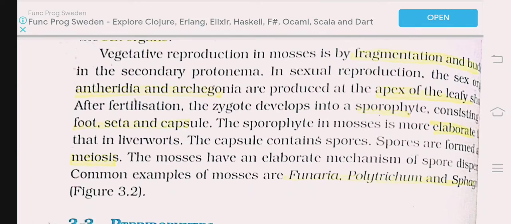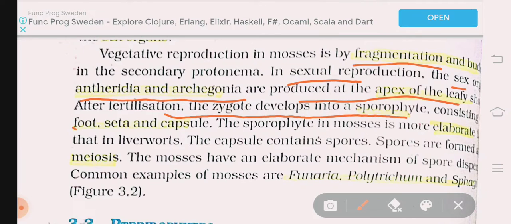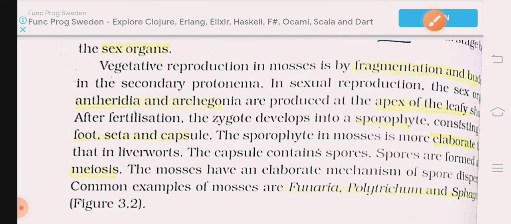Then reproduction: vegetative reproduction is by fragmentation and budding. In sexual reproduction, sex organs are there, antheridia and archegonia. We have studied about it earlier also. They are produced at the apex of the leafy shoot, means at the top. Then after fertilization, the zygote develops into the sporophyte, which consists of foot, seta and capsule. We have seen earlier also about this.